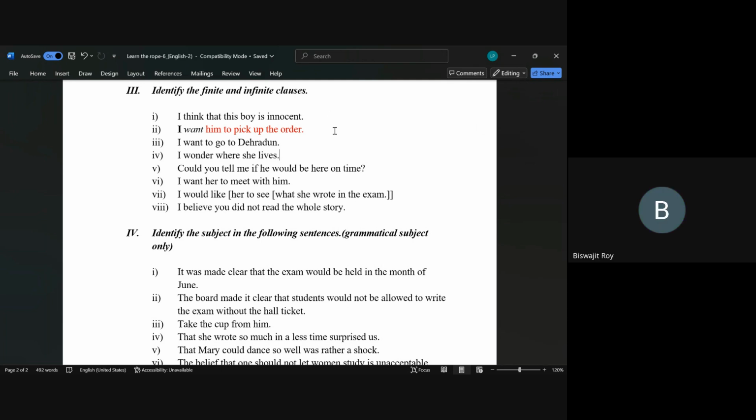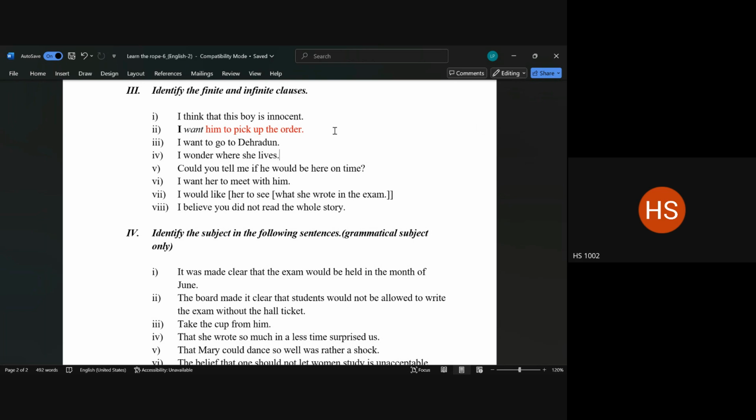Finite verb, ma'am, finite clause. This is a finite clause, right? So it has if he would be here on time. If I have to change this to, say, future or present, then I can change it, right? There is a possibility for me to use tense in this and then change it. Okay, if he would be here on time, this is a finite clause.